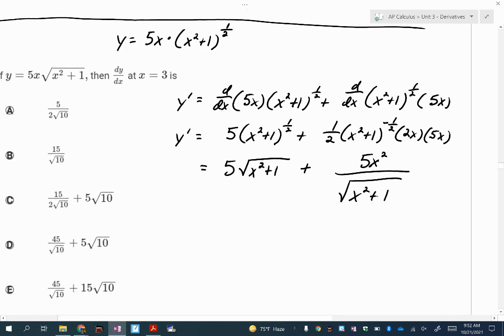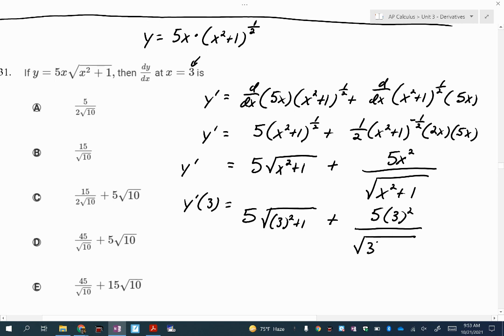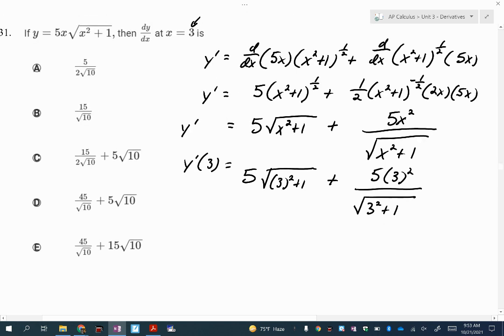Now, if you wanted to, you could get a common denominator like we did a couple problems ago, but I'm not going to. I'm just going to plug in because they want me to evaluate it at x equals 3. So I'm just going to plug in my y prime at 3. So it's going to be 5 times the square root of 3 squared plus 1 plus 5 times 3 squared over the square root of 3 squared plus 1.